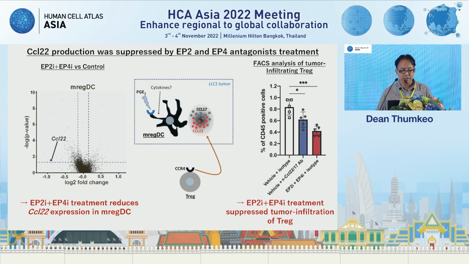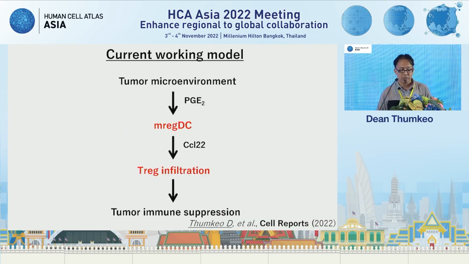So our conclusion is that EP2, EP4 antagonist treatment suppresses the tumor infiltration of Treg. This is the final conclusion for my talk today. In the tumor microenvironment, PGE2 is highly produced, and it exerts its function through the EP2, EP4 receptors on mRegDC, and then it promotes CCL22 production. In combination with CCL17, it recruits Treg to the tumor, and because Treg is a very potent immunosuppressive cell, it results in a tumor immunosuppressive microenvironment.